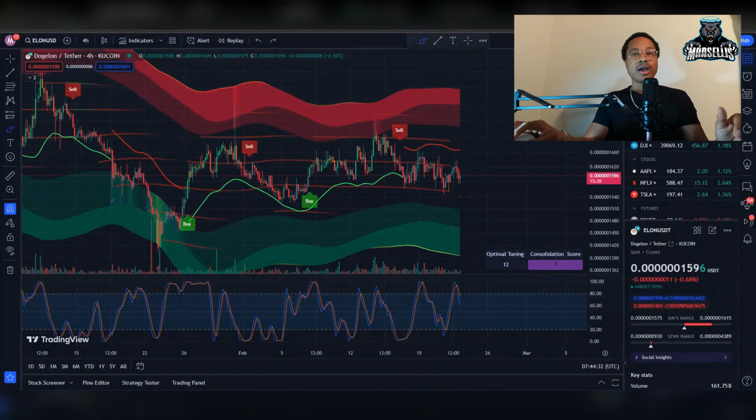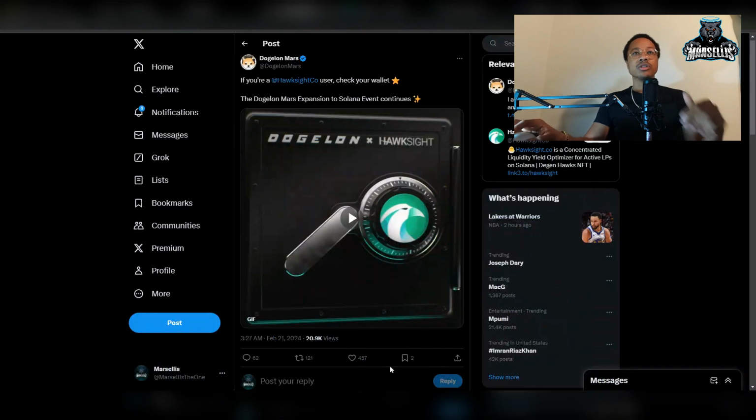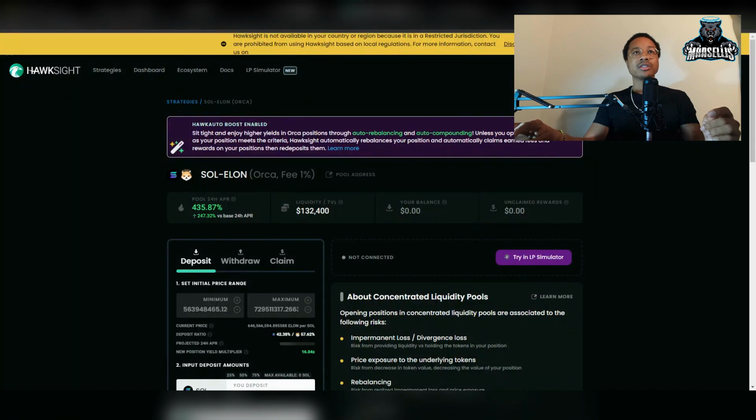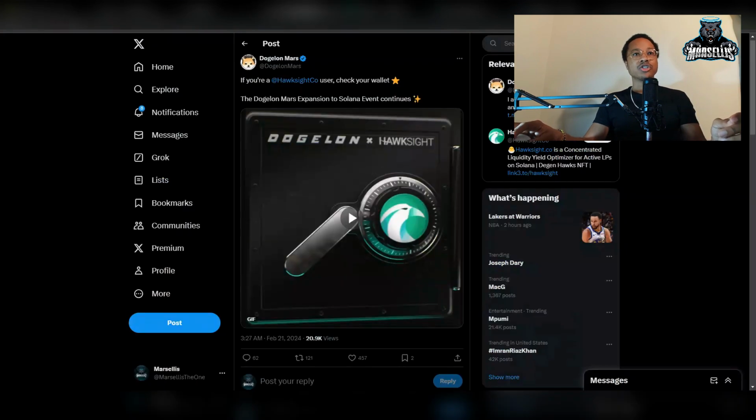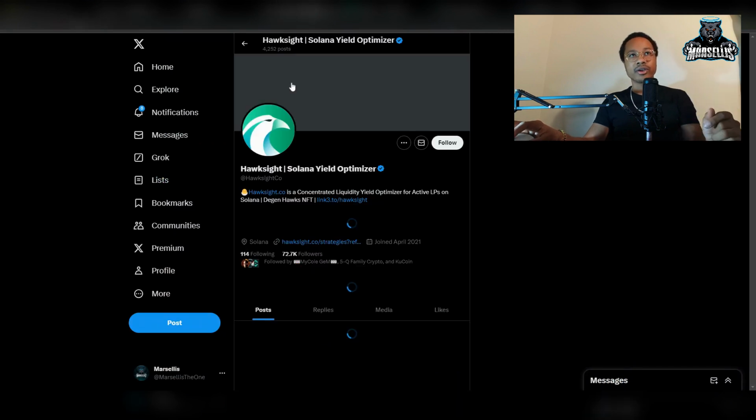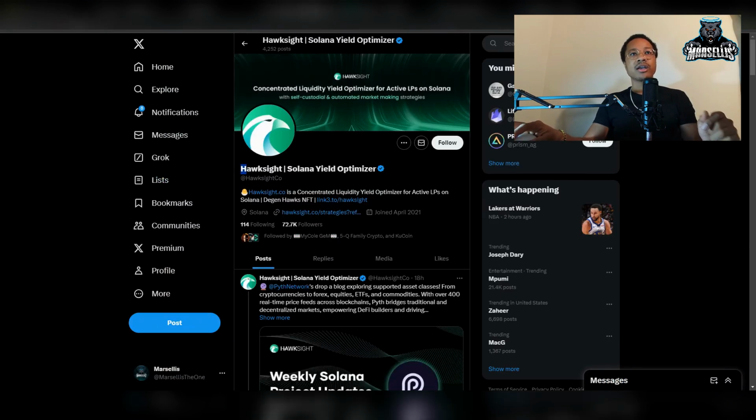But let's go ahead and move on to the Dogelon Mars stuff. What I was talking about earlier with the Solana thing, I really do believe Baby Doge should move to Solana. It's helped Dogelon out a lot moving to Solana, and this is just one of the things that's being built on there. So we have Hawksight right here, and as you can see, Hawksight is a Solana yield optimizer. This is pretty cool. You can do a bunch of yield farming over here.